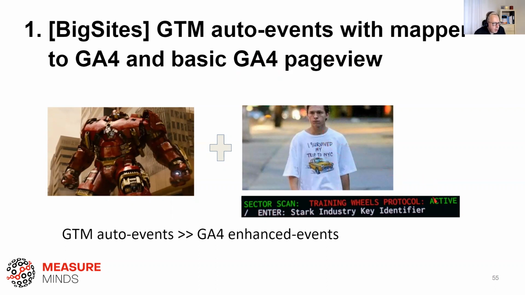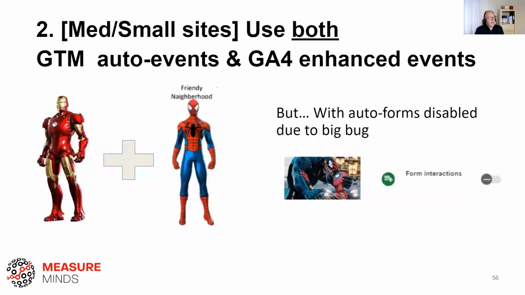It's a bit like putting GA4 in training wheels mode or very basic, page view only mode. Now this requires a little bit of technical setup and technical knowledge, so I'd only suggest this on large sites. If it's a medium or small site, I would say go with the simplest possible option, which is use GTM auto events, as you probably are, and turn on those GA4 enhanced events, because it's easy to manage, with the exception of the form interaction one, which is just completely full of bugs and shouldn't really be available.